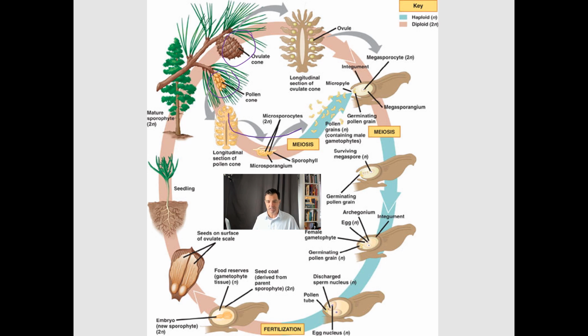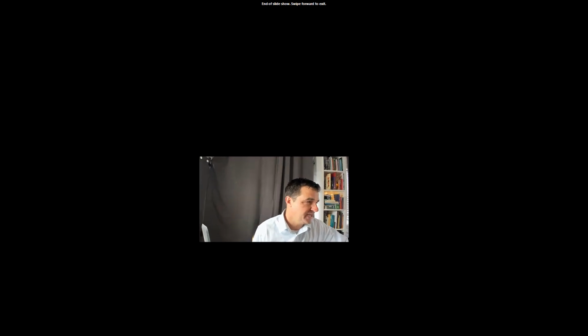But the idea is that the pollen from one tree reaches the female cone from another tree, and that is then pollination. And then once that sperm fertilizes the egg, you develop into a brand new sporophyte there.